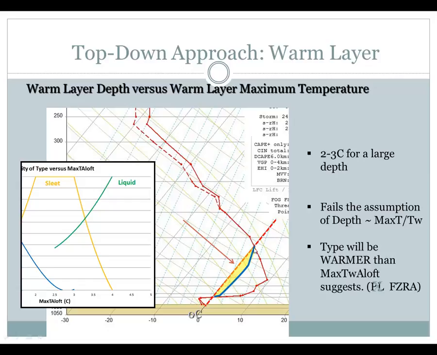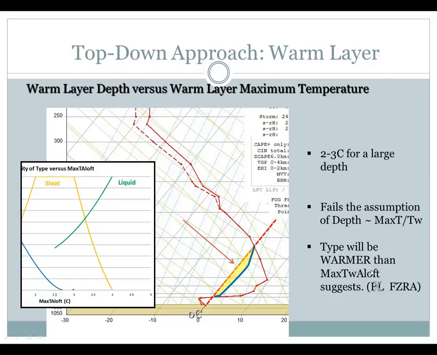So here we have an isothermal layer that runs at about 2 to 3 Celsius for quite a bit of depth. And so we're really losing out on what this triangle normally would look like in this environment. We're losing out on the assessment from the top-down approach. We're failing basically. And we fail the assumption that we make early on with this top-down approach that the depth is proportional to the max TW.